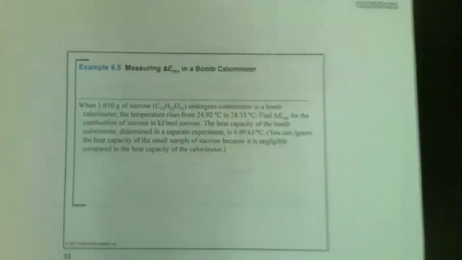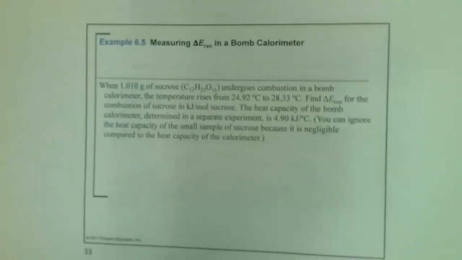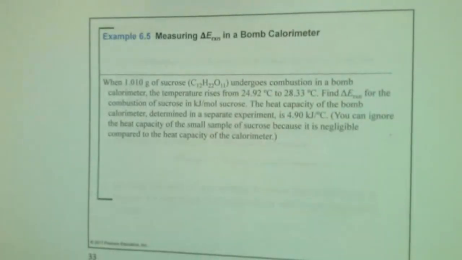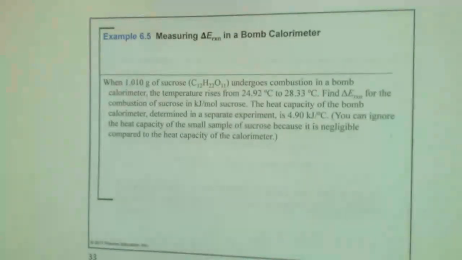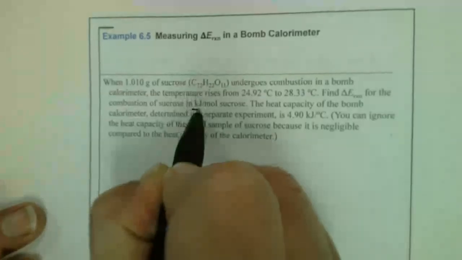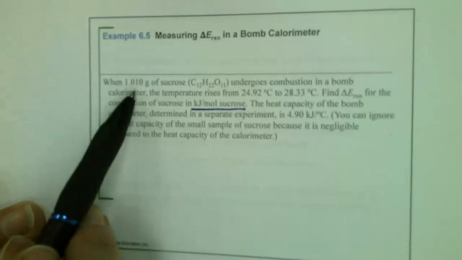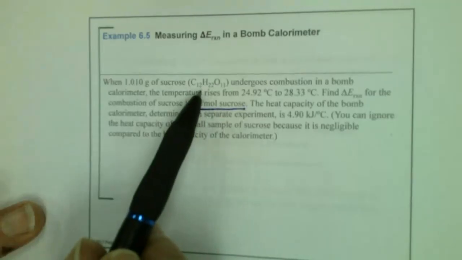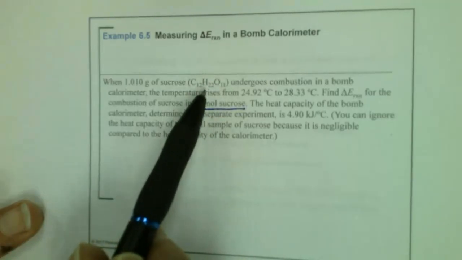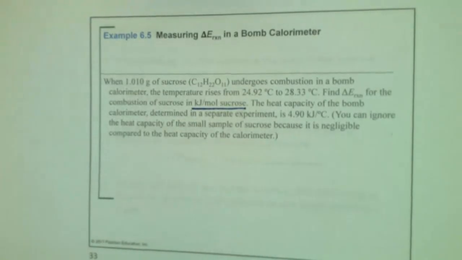So we've got 1.0 grams of sugar, and we're going to combust it in the bomb calorimeter. The temperature is going to go up. We would expect that. And we want to find the delta E for the reaction for the combustion of sucrose. And check this out, the units they want are kilojoules per mole of sucrose. Do we have a mole of sucrose? No. Remember, we can find that with the molar mass using our periodic table, and you know right away that's going to be a big old number, not this. So we'll deal with that in just a second.